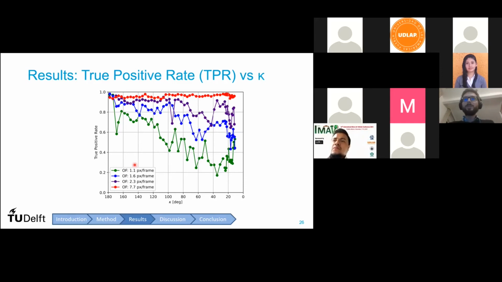And we obviously see that for small flow, we get quite bad results if kappa is small. But for bigger flow, actually the results stay very good. So it also depends on how quickly the other drone is moving.